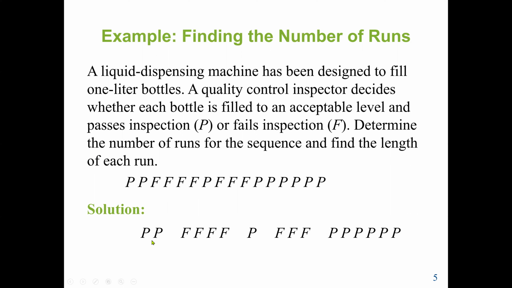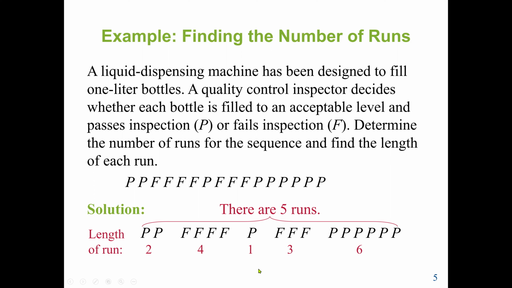PP, we have 1 run, the sequence again is PP. The second run, the sequence is FFFF. The third run is P. Fourth run, 3 Fs. And the last run is again 6 Ps. So we have 1, 2, 3, 4, 5 runs. The length of the sequence will be 16 when we put all the Ps and Fs together. So here we said there are 5 runs, and the lengths of the runs are 2, 4, 1, 3, 6. When we add all together, we get again 16.